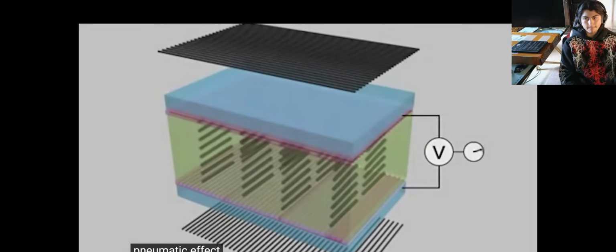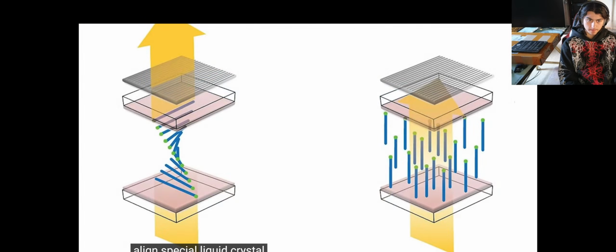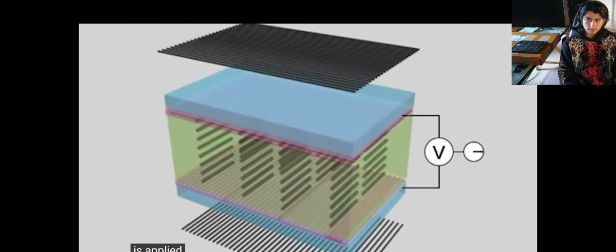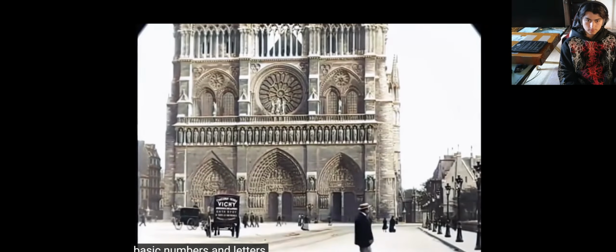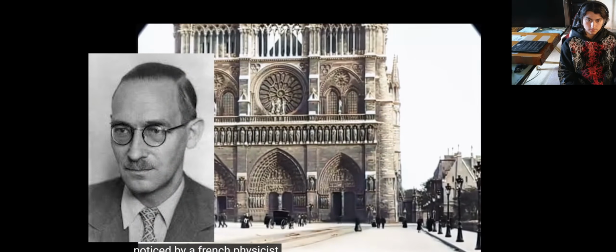Basically, an electric field is used to align special liquid crystal molecules between two states. When the molecules are not aligned and twisted, it's an off state. But when a low voltage is applied, they line up and form an on state. By manipulating this effect, you can form basic numbers and letters. The twisted nematic effect was first noticed by a French physicist, Charles Victor Mauguin, in 1911.